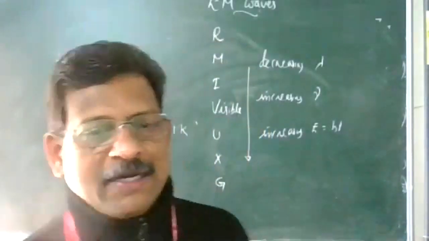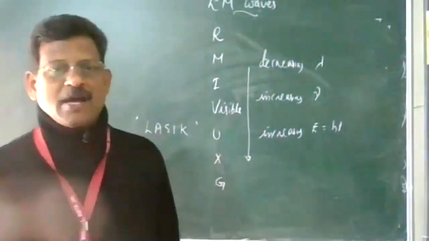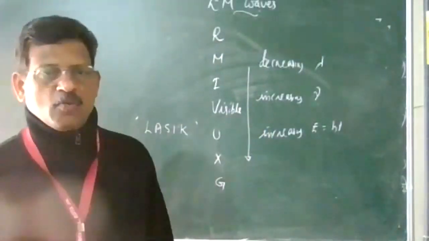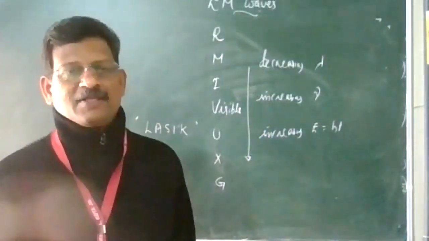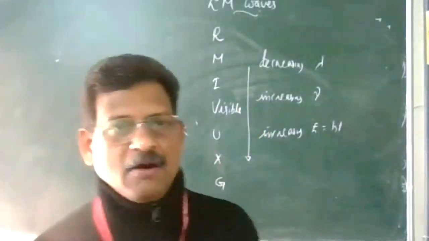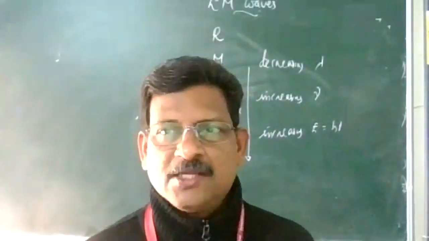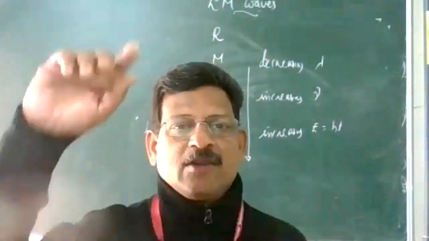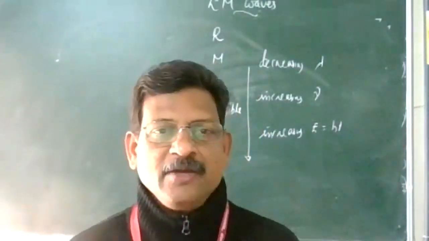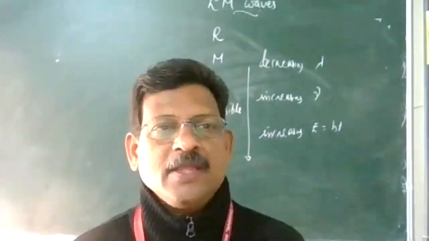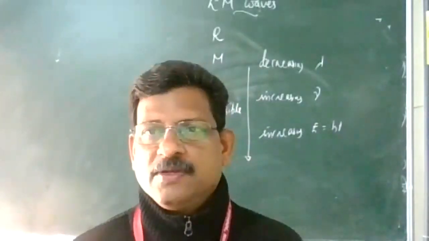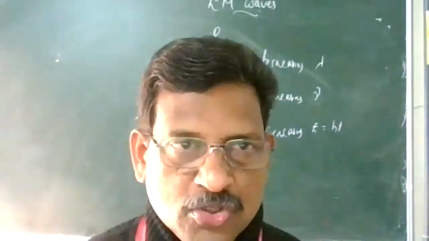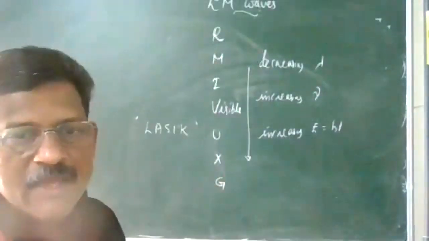The most energetic radiation in the electromagnetic spectrum is gamma rays. Can anyone remember the wavelength of this? Wavelength less than, we have seen that, 10 to the power of minus 3 nanometer. You can calculate the frequency: 3 into 10 to the power of 8 divided by 10 to the power of minus 3 nanometer. We get a frequency of the order of 10 to the power of 20, high frequencies. The most energetic in this category is gamma rays.